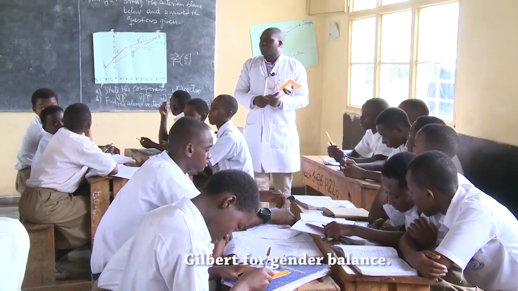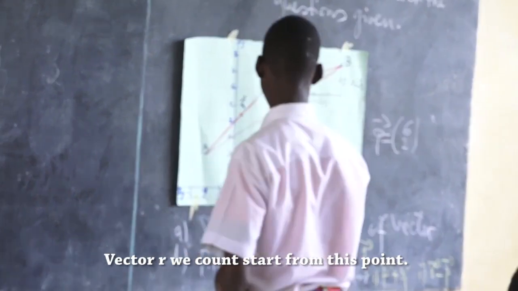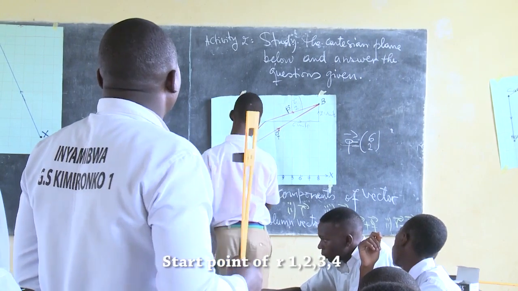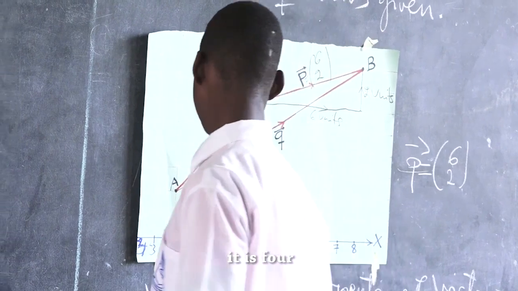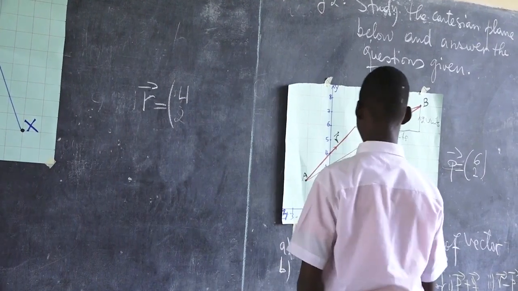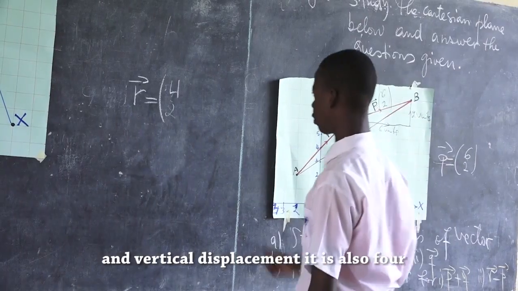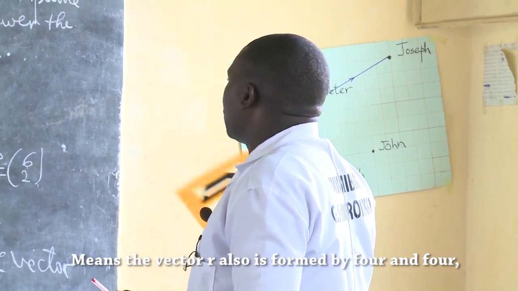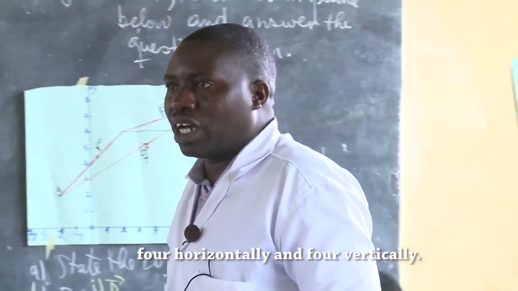Gilbert. For gender balance. Vector R, we count from this point, the start point of R. 1, 2, 3, 4 is 4. Vertical displacement 1, 2, 3, 4 is 4 units. Means the vector R also is formed by 4 and 4: 4 horizontally and 4 vertically.